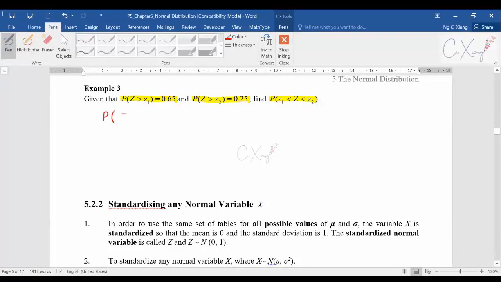Now if you want to find the value for z which is between z1 and z2, again it's between two values, right? So the step that I always do is to write z smaller than z2 minus z smaller than the number in front. How can I get z smaller than z2? They give you z greater than z2, therefore z smaller than z2 means 1 minus 0.25.